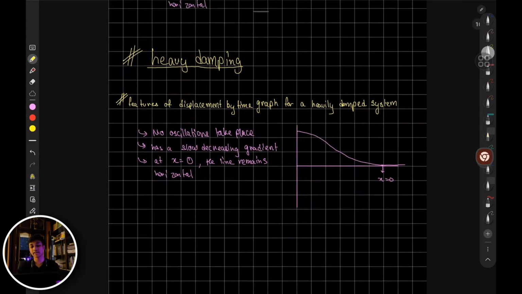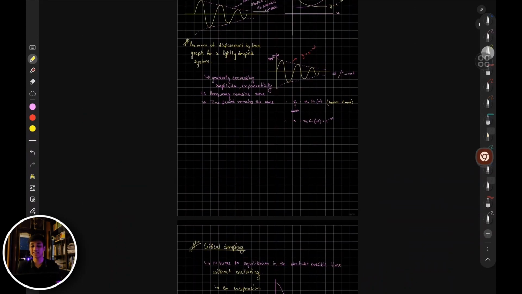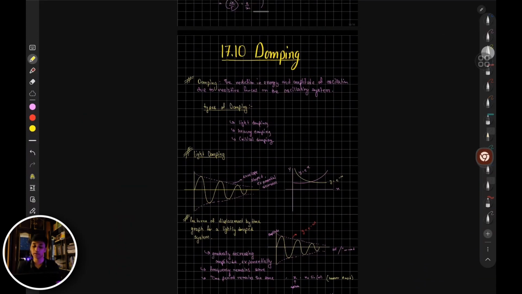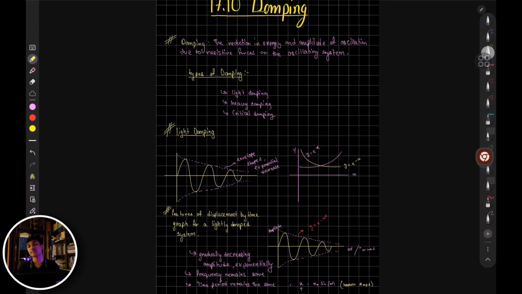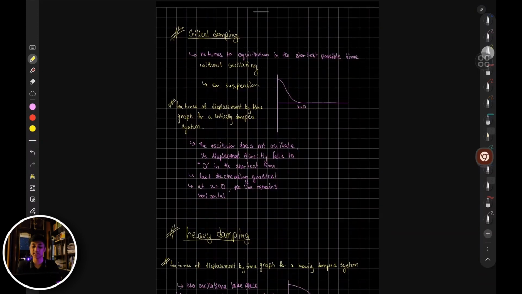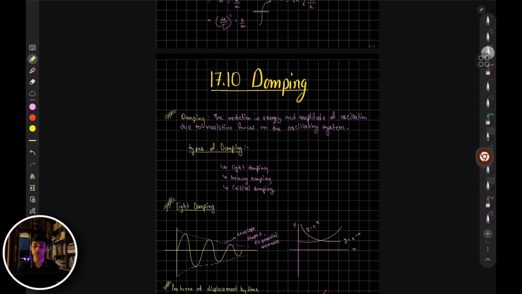Right, so that is your heavy damping, and these are the only 3 kinds of damping you need to know. You don't need to know the formula or equation, you don't need to understand how the maths works. You might be given graphs, and you need to predict or apply which damping is appropriate. It's pretty simple and straightforward. So that is your damping.